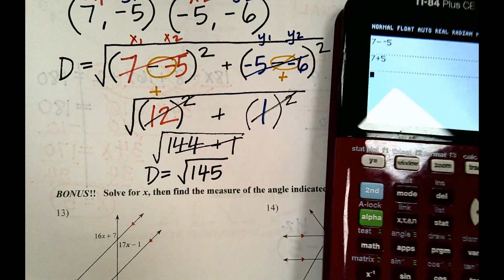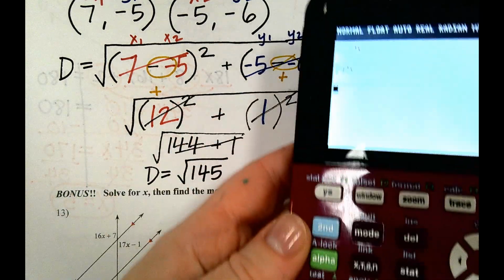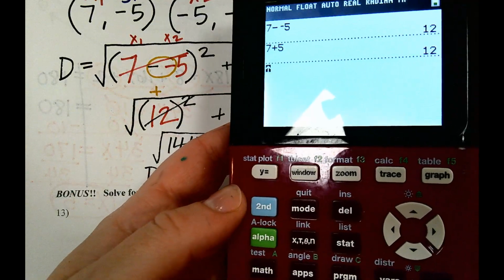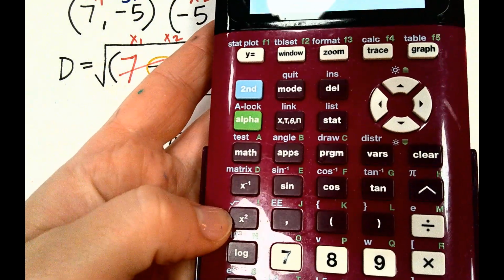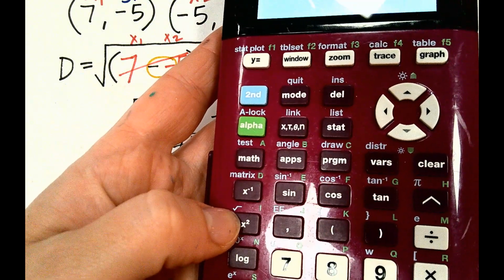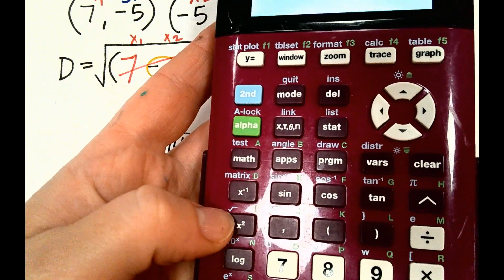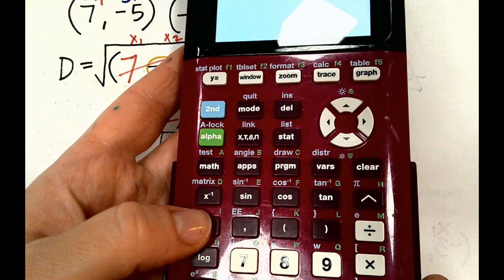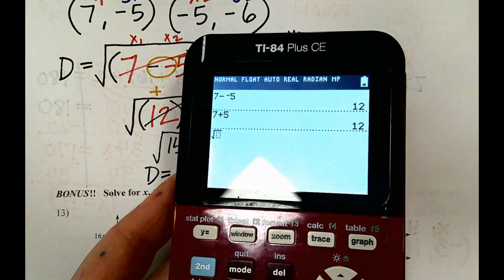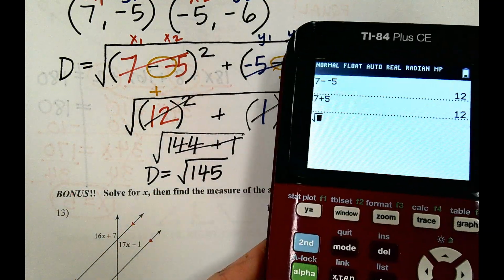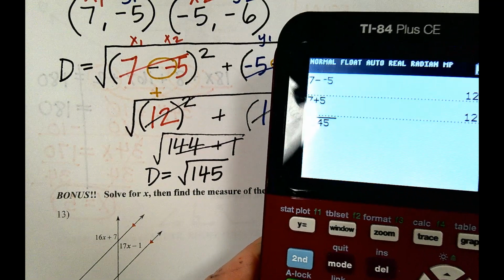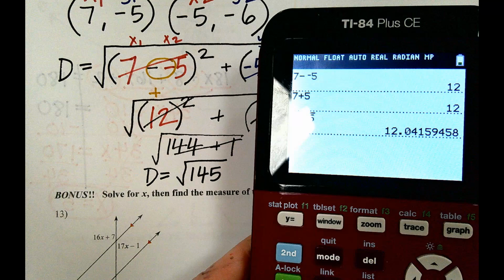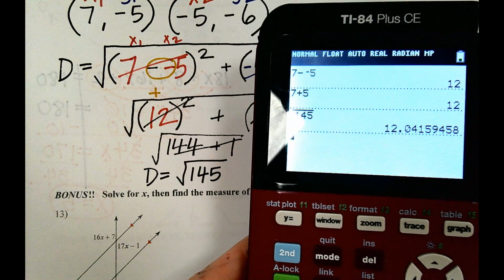As a quick review, to access the square root key on your calculator, you'll need to hit that second button, the blue button, and then you'll look for the button that says x squared. Above it, you'll see a blue square root. When you hit that blue second button, you're accessing the blue keys. So click that. And now I have square root on my screen. I'll just type 145, enter, and I get 12.04 and then a bunch of other numbers.